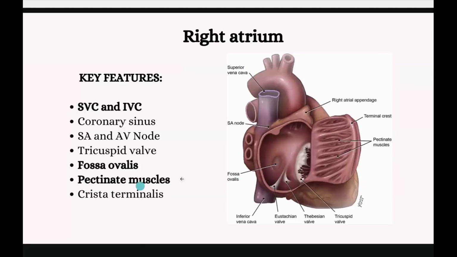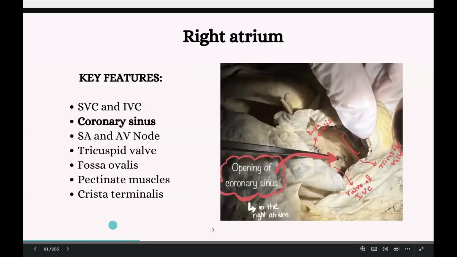The pectinate muscles are basically the rough edge of the right atrium. So the right atrium has a rough wall and a smooth wall. The rougher wall is called the pectinate muscle. And the two walls are divided by the terminal crest, or the crista terminalis. And then over here you have the coronary sinus.